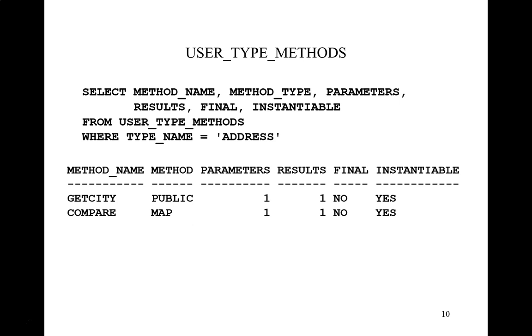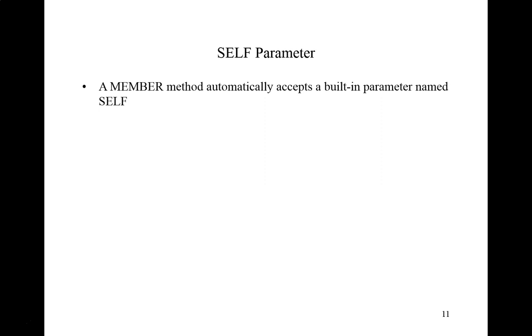Observe also that the system-defined constructor does not appear in the list of the methods, either here or in the output of the describe command. Let's get back to the number of parameters. There's a special parameter called self. The self parameter is associated with a member method automatically. This is a built-in parameter that the system uses to associate or access the current object, the invoking object, the object that's providing the context.